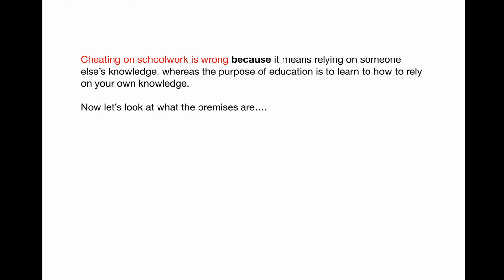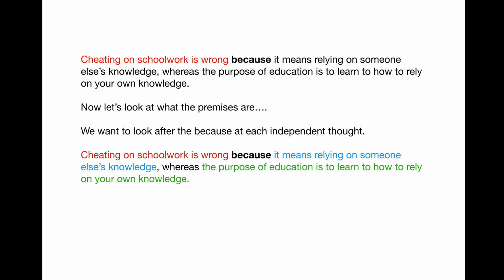All right, so now let's look at what the premises are. We want to look after the because at each independent thought. Remember, we don't want to combine more than one piece of information into a premise. Sometimes that means we have to break things down into little tiny sentences. So we have our conclusion, cheating on schoolwork is wrong, our keyword, because, and then our first premise in blue: it means relying on someone else's knowledge. Then we have our second one, another piece of information: the purpose of education is to learn how to rely on your own knowledge. So those are the two pieces of information that follow our because.